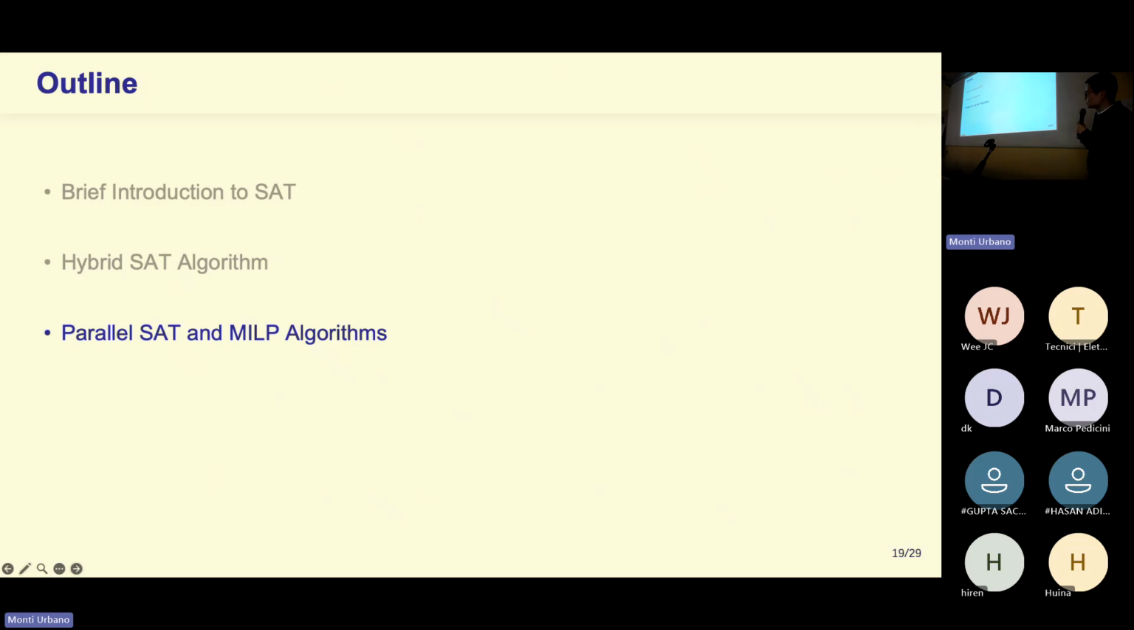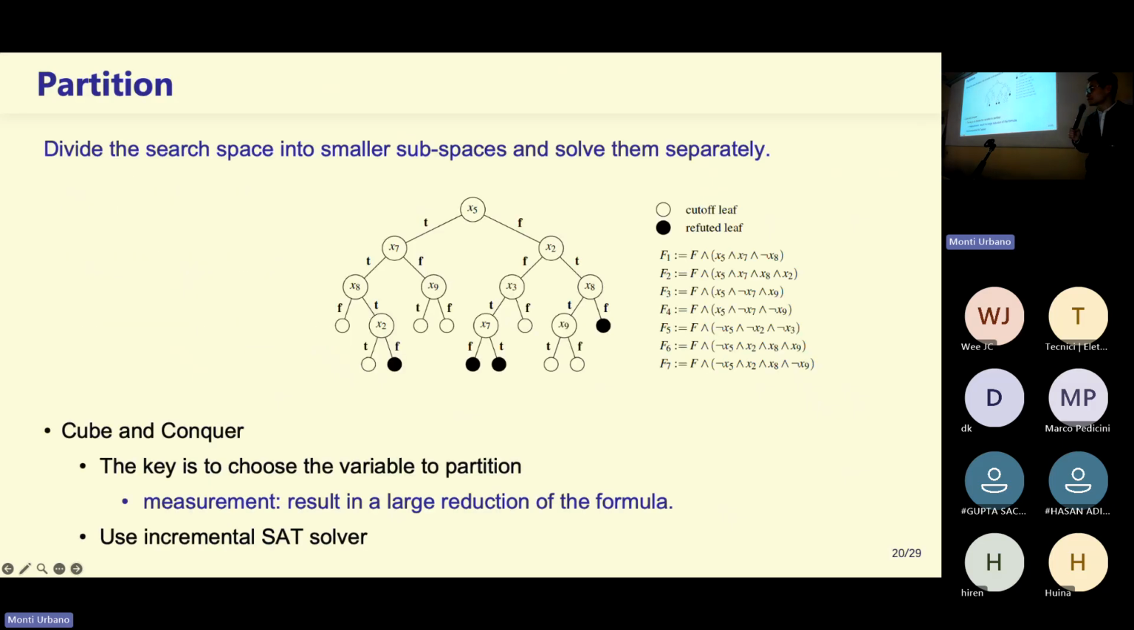Okay, now I will introduce parallelized solving, and this is for both SAT and MILP. We have two methods for parallelized solving in constraint solving. The first one is based on partition. We divide the original problem into sub-problems and solve them separately. For example, this partition tree corresponds to a partitioning algorithm for SAT solving. And a typical method is called cube and conquer. We can just consider it as a partition algorithm.